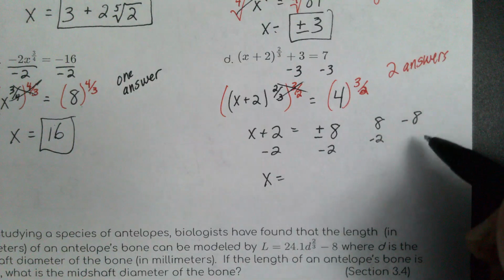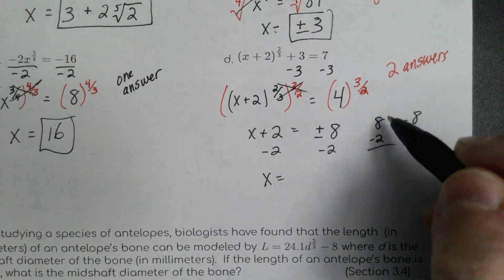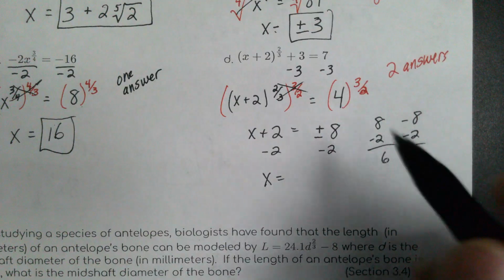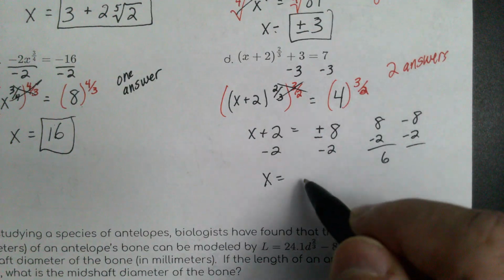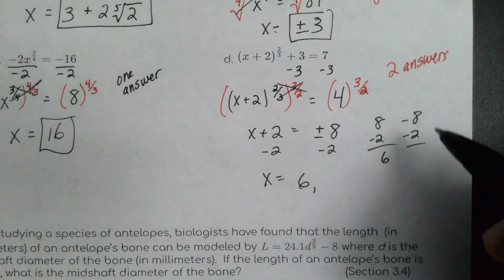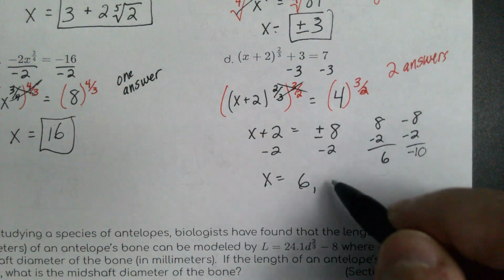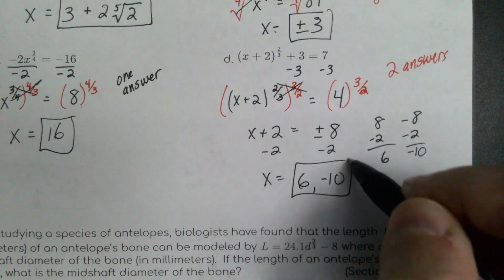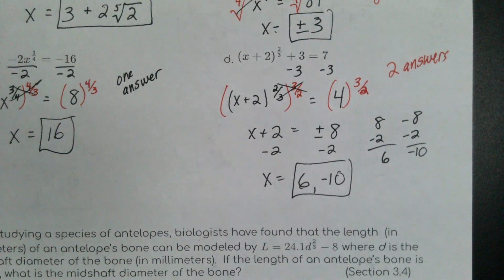Remember, it's not plus or minus 10. 8 minus 2 is 6. Or I'm sorry, plus or minus 6. We get 6. And then negative 8 minus 2, that's where that negative 10 comes in. So 2 separate looking answers.